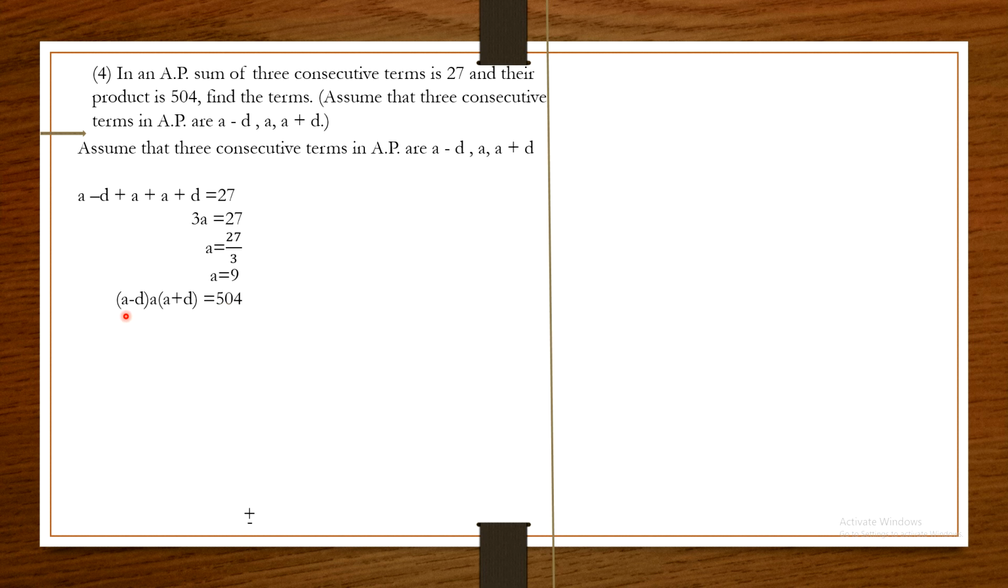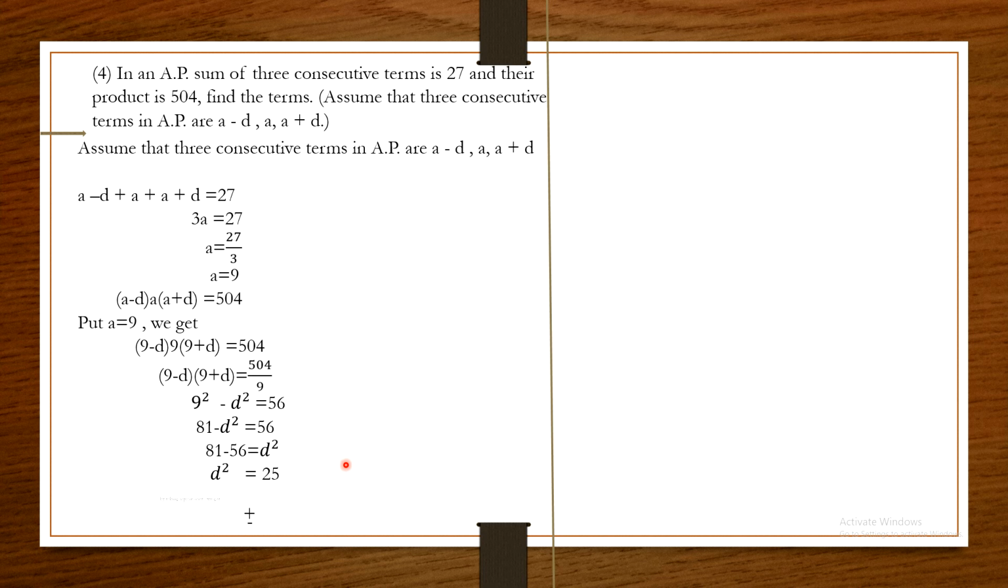Now put the value of A equal to 9. We will get (9 minus D) into 9 into (9 plus D). Now we have to divide by 9. On this side we will get 504 divided by 9, we will get 56. Now here we have to use the formula (A plus B)(A minus B) as A square minus B square. That means 9 square minus D square. So this will be 81 minus D square equal to 56. So we will get D square equal to 81 minus 56, which is 25. So by taking the square root, we will get D equal to plus or minus 5.